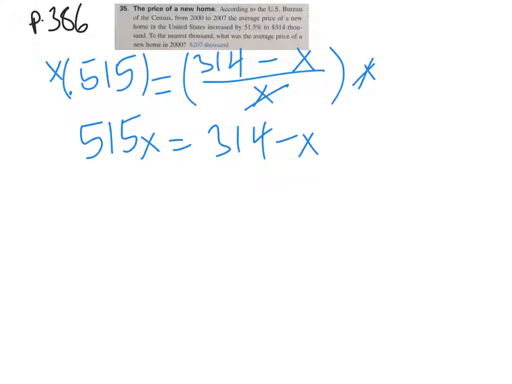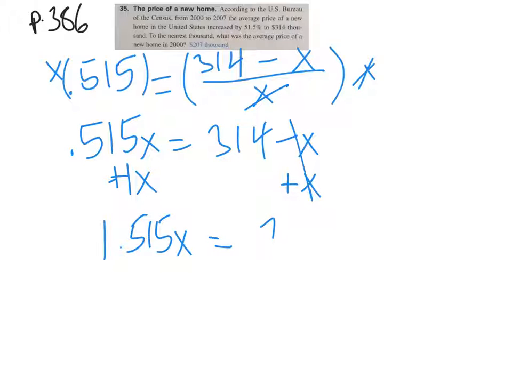Good. So now we need to get all of our x's onto one side. Okay. So we need to move this x on the right to the left. So we're going to add x here, add x here. Here the x's cancel out. Over here we have 1x essentially. You can think of the invisible one there. 1x plus 0.515x's, that'll be literally 1.515 x's. We're just adding the numbers in front of them. And over here we'll get 314. And then lastly, if you want to solve for x, divide both sides by 1.515.